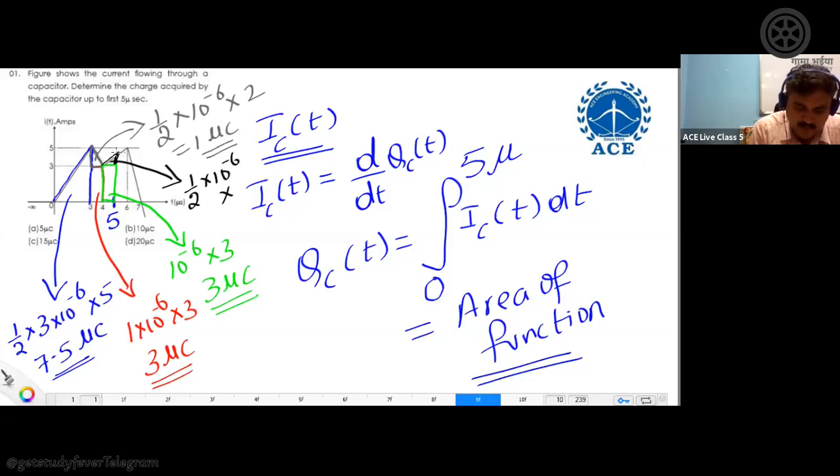Height, what is the height that you are getting for this particular triangle? The small one, this area only. I want only this portion. Up to this is 3 and this is 4. So the difference of these two heights is 1. So you will get 0.5 microcoulombs. That's all.